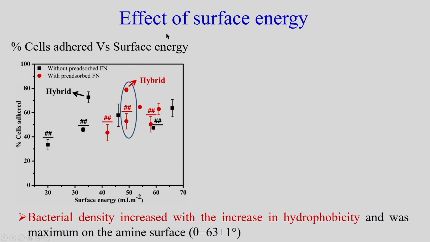Now, we have plotted the effect of surface energy. Here you see, with increase in the surface energy, there is an increase in the percentage cell adhered. Again there are two cases: without pre-adsorbed fibronectin, and the circle is with pre-adsorbed fibronectin. The surface energy is different after the adsorption and before the adsorption, as we have seen in the last slide, that we analyzed the surface energy both after adsorption and before adsorption.